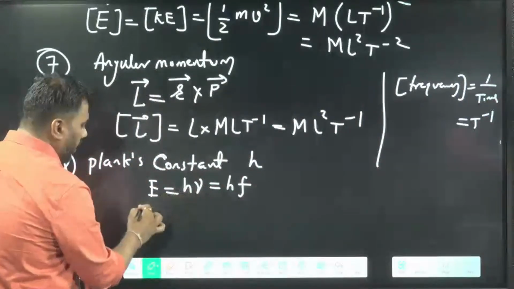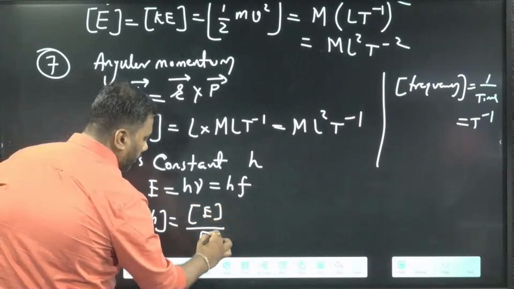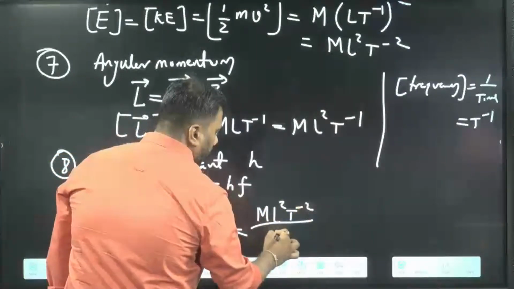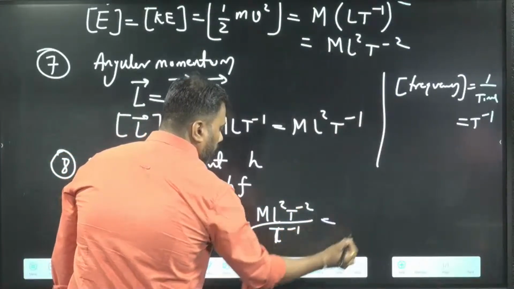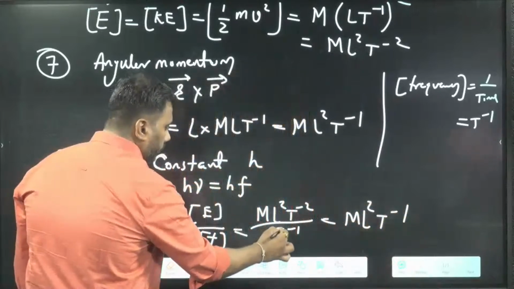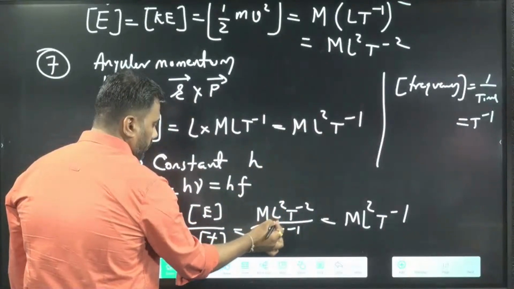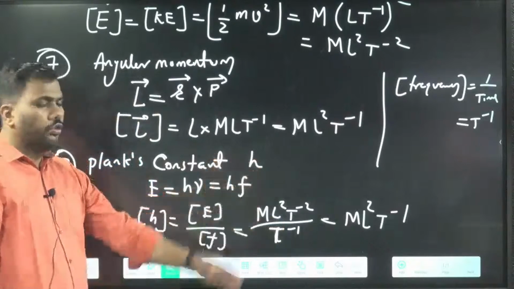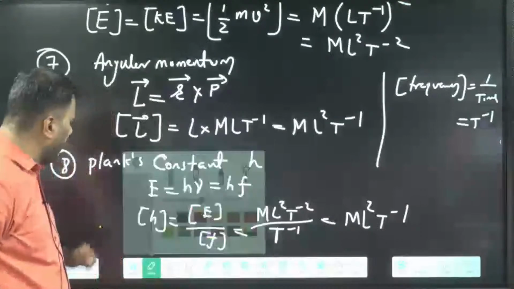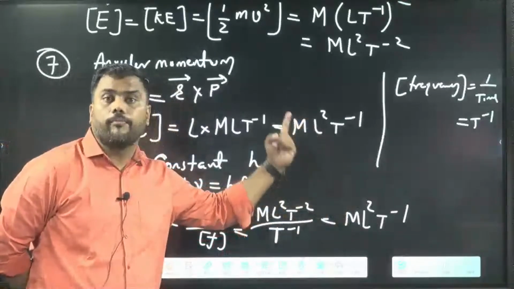So you can put it here to find dimensions of h. It will be dimensions of energy upon dimensions of frequency. Dimensions of energy is ML square T minus 2 upon T minus 1. So it will be ML square T minus 1. So this is dimensions of Planck constant. Why am I calculating dimensions of Planck constant? To show you that these two dimensions are same.